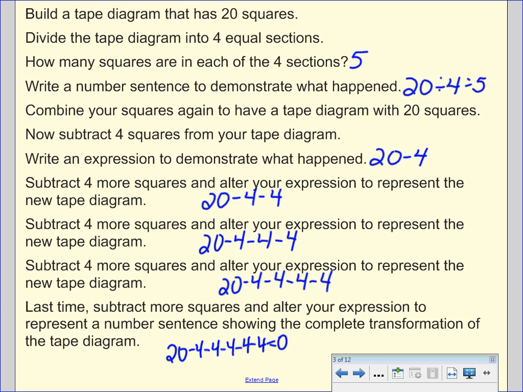3, 2, 1. Nobody should be using the dry erase markers or the boards right now. You can put the squares back in the cup, and let's pay attention to the board, please.